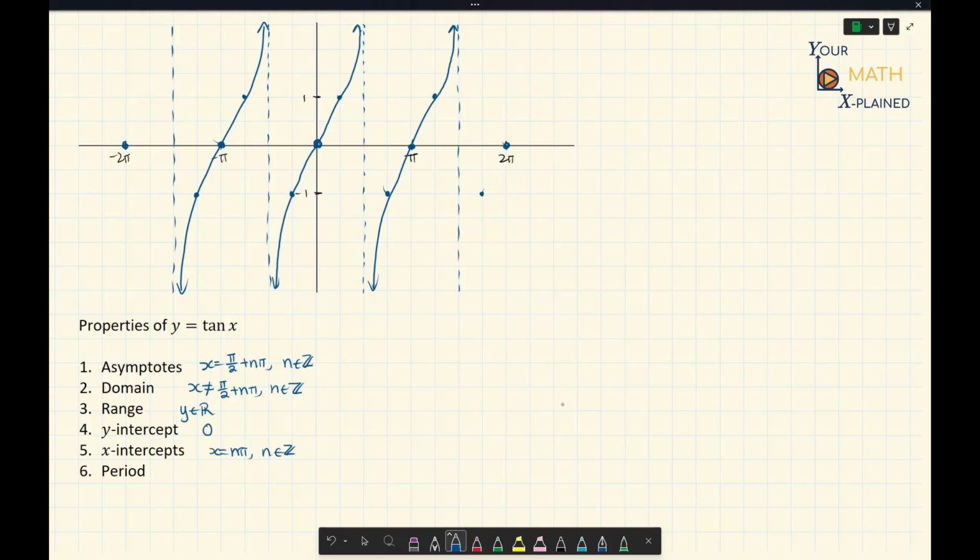And then finally, our period, recall that that means how long it takes for the pattern to repeat. We can see that the pattern repeats every pi. So therefore, our period here is pi. So a quick note here is that the period of tangent x is different from sine and cosine. Tangent has a period of pi, whereas sine and cosine both have a period of 2 pi.